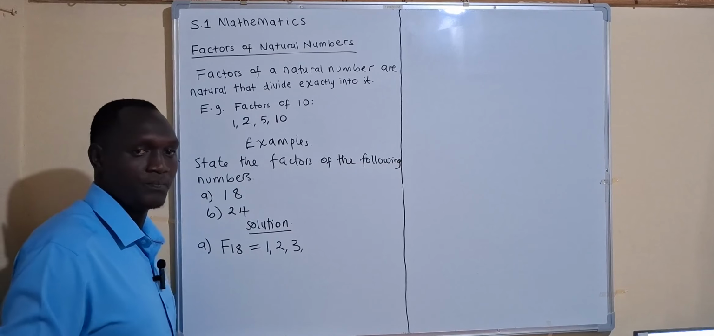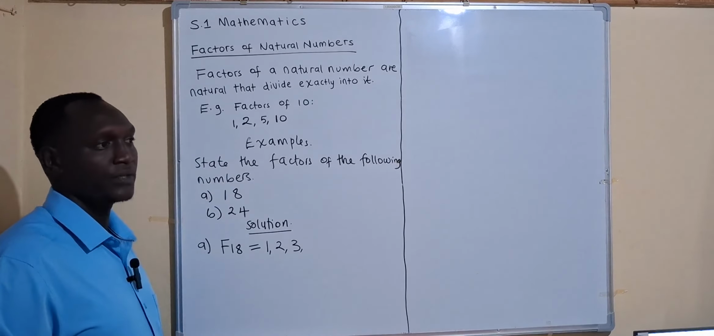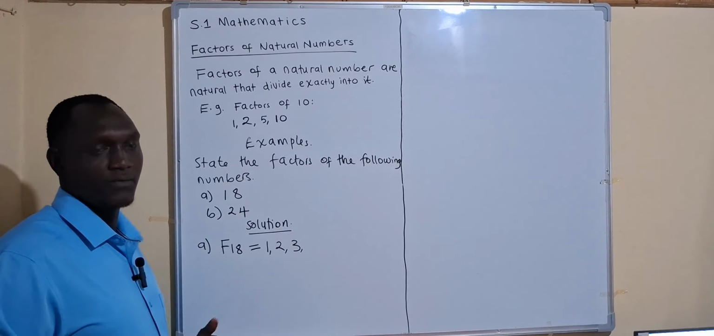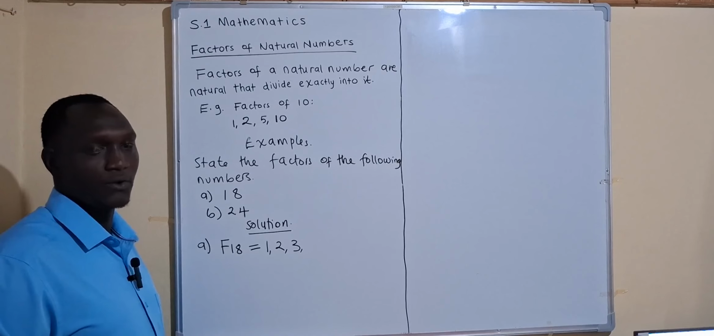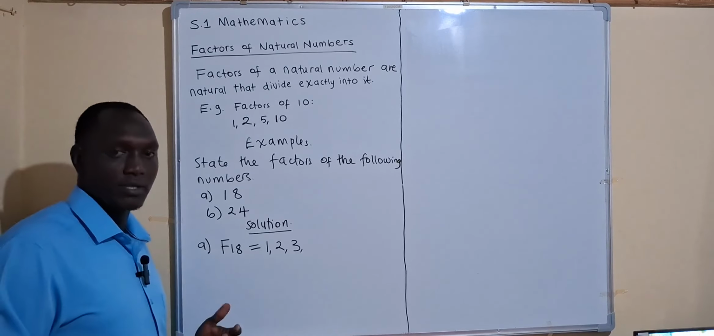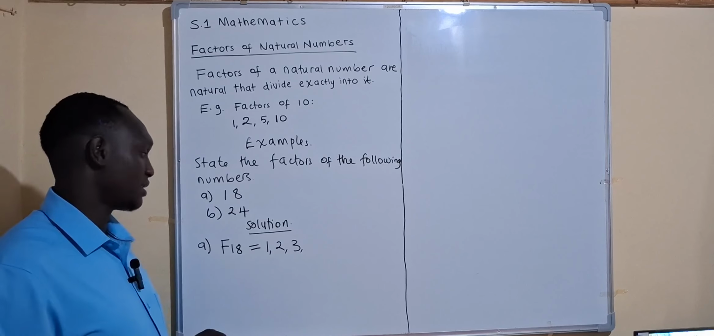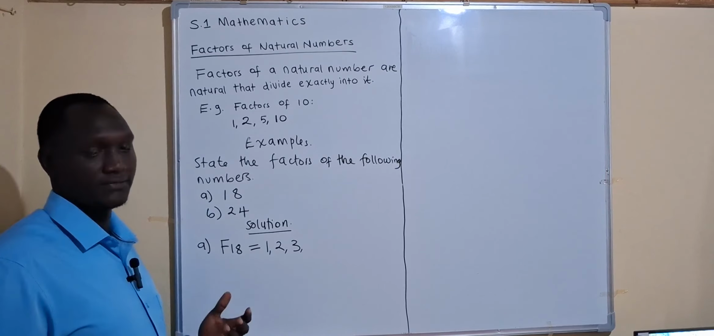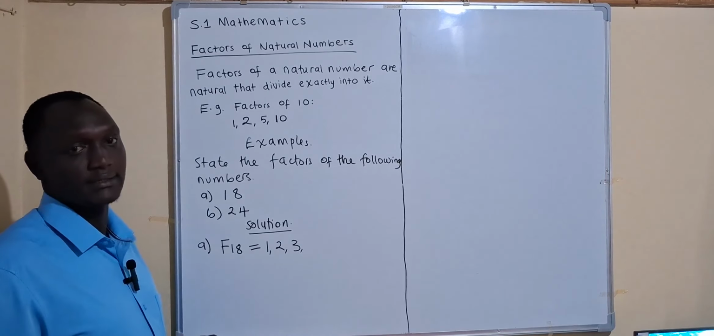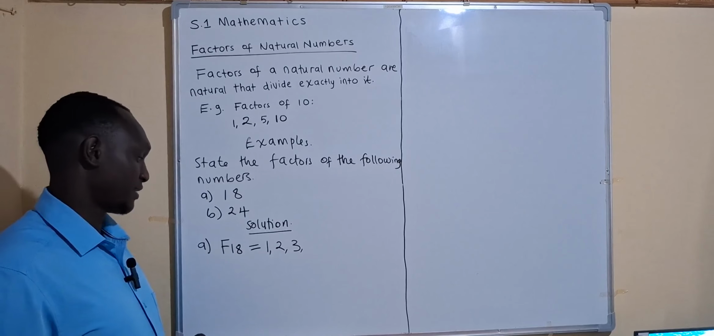What about 4? 18 divided by 4 is like 4 and there is a remainder of 2. So it is not a factor. What about 5? If you press the calculator, you'll get 18 divided by 5, you'll get like 3 point something. Therefore, 5 is not a factor.